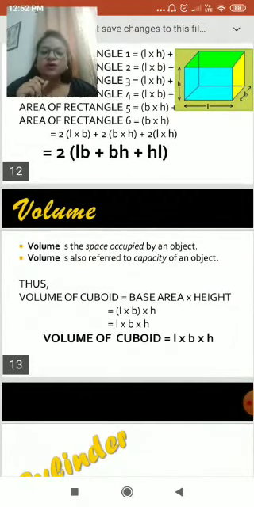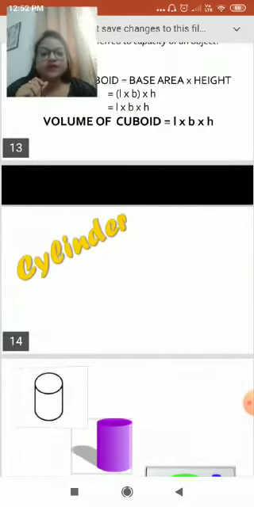Then let us talk about the volume. Volume is basically the space occupied by an object. So volume is also referred to as the capacity of an object. Thus the volume of the cuboid is the base area into height, that is L into B into H basically. So the volume of the cuboid will be written as length into breadth into height.